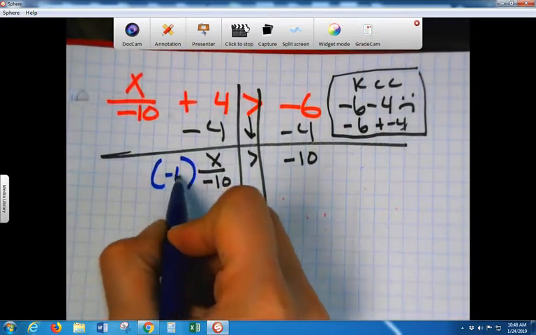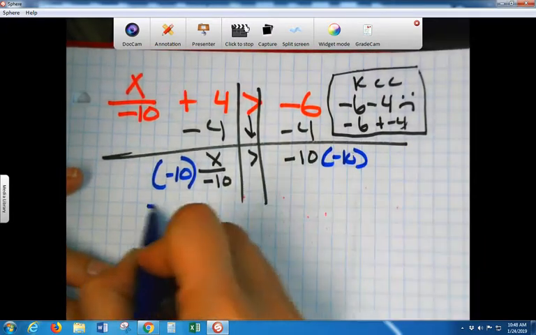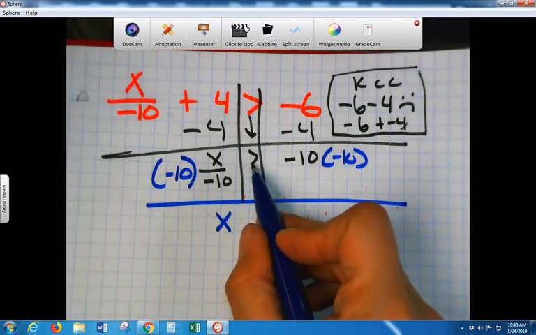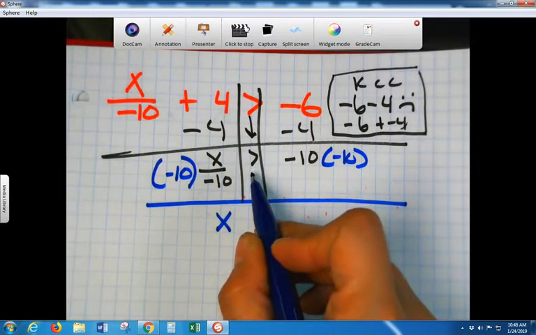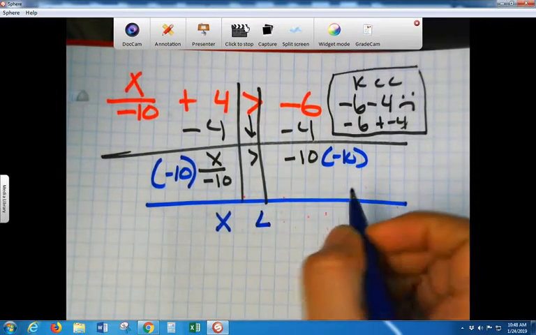Good. Oh, I'm multiplying by a negative number, which means you switch the inequality. So this is a greater than. What are you going to switch it to? Less than. So x is less than negative 1.